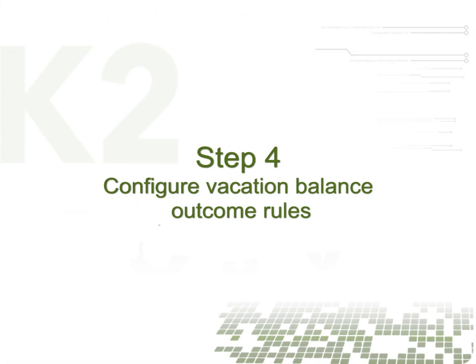In this step, we want to configure the process to route the request down different paths depending on if the request violates the maximum vacation allowance or not. We'll create an outcome that routes those requests that do not violate the maximum vacation allowance to the requester's manager for approval. For those requests that do violate the policy, we'll route them to a rework step where the requester will have an opportunity to change the request.